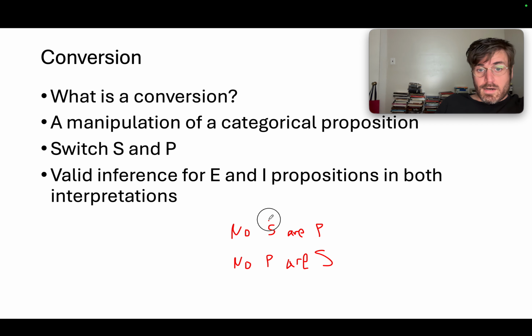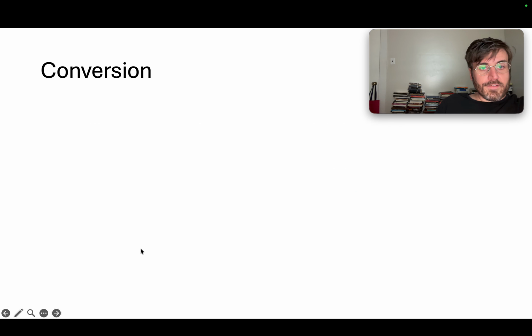If our content becomes no S are P, where S is cars and the predicate is boats, if it's true that no cars are boats, we can infer that no boats are cars. Okay, so this probably just makes some common sense to you, but it's helpful to have this as an actual law, as it were, of transformation. Okay, so that is conversion.